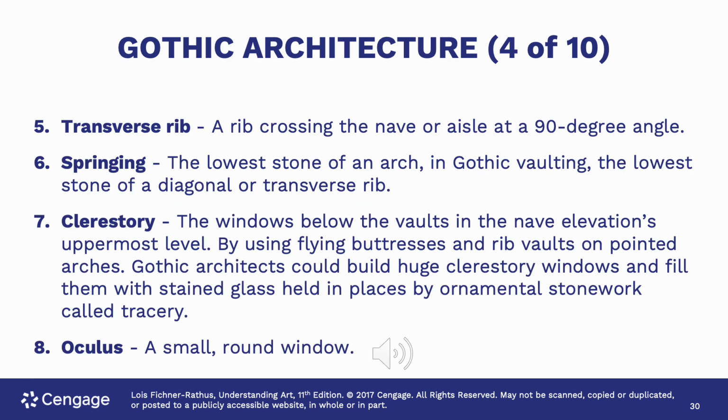Okay, so let's look at some more vocabulary. So we have the transverse rib, which is a rib that crosses the nave or aisle at a right angle, or 90 degrees. We also have springing, which is the lowest stone of an arch where the arch or rib begins to rise. Then we have clerestory, which is the upper level of windows in a church, which is below the vault, and is often filled with stained glass and supported by tracery. And lastly, we have oculus, a small round window.